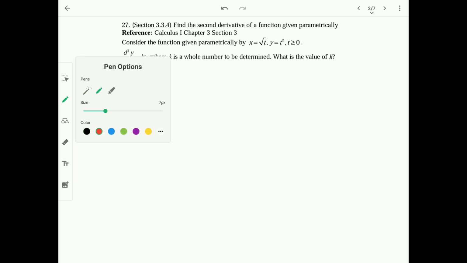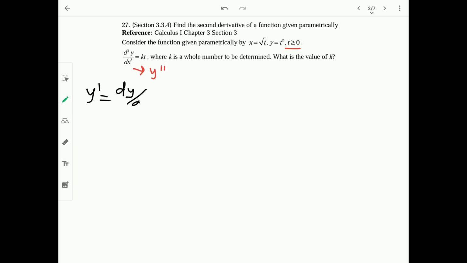Consider the function given parametrically by x equals square root of t, y equals t squared, where t is greater than or equal to 0. Why have they given us this? Because it's in square root, so obviously t has to be greater than or equal to 0. d squared y over dx squared, or y double prime, is equal to kt, where k is a whole number to be determined. What is k? First, before finding y double prime, you have to find y prime, which is dy by dt over dx by dt.